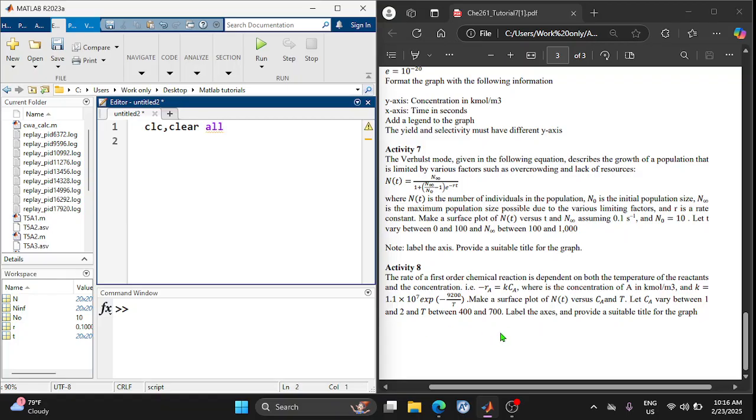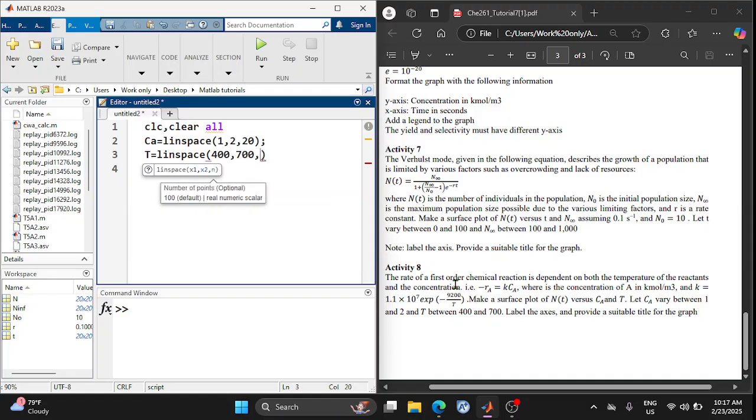Now, you realize from the question that just like with the previous question, we are trying to get a surface plot of the rate of reaction against concentration and against the temperature. And we have a range of values for the concentration and temperature. So let's specify the range first. My concentration Ca is equal to linspace from 1 to 2, and I want maybe 20 numbers in between. I'll suppress that. And then for the temperature, T is equal to linspace, starting from 400, ending at 700, and I want 20 numbers in between.